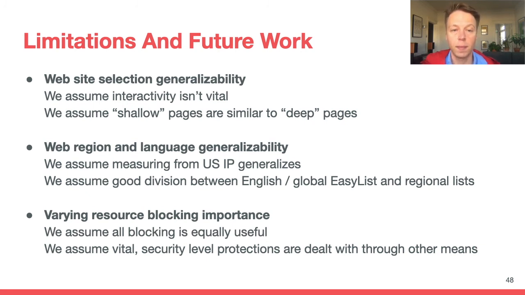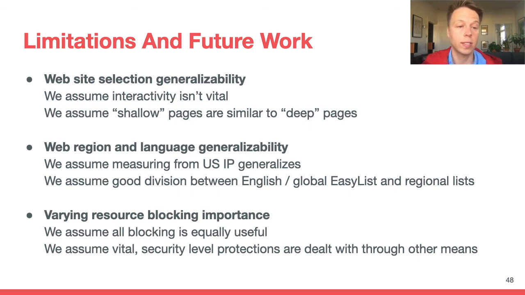One is that key to this work is the idea that the websites we select generalize well to people's browsing experiences. Because our experiment doesn't interact with websites in any way, we're implicitly assuming that interactivity isn't vital for understanding how EasyList is applied to the web. And we also assume that pages that are easily gotten to by the landing pages of domains are roughly similar to pages that are more deeply nested in the site structure. If either of these two assumptions aren't correct, then that would have some bearing on how generalizable our findings are.